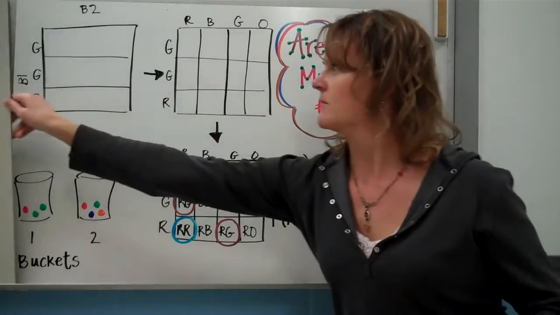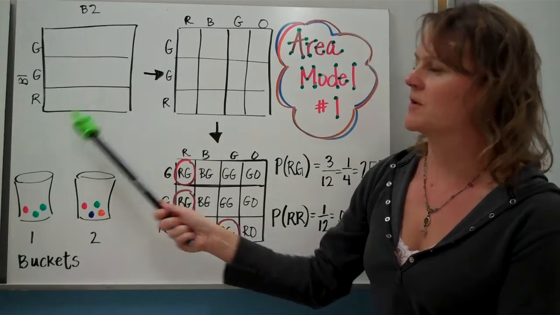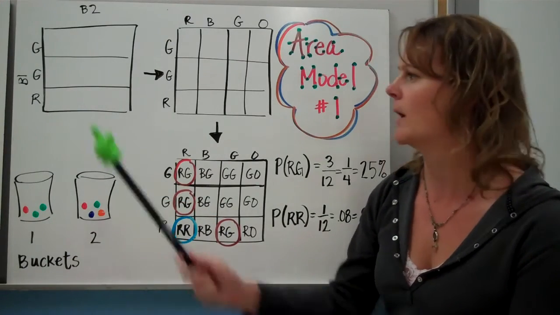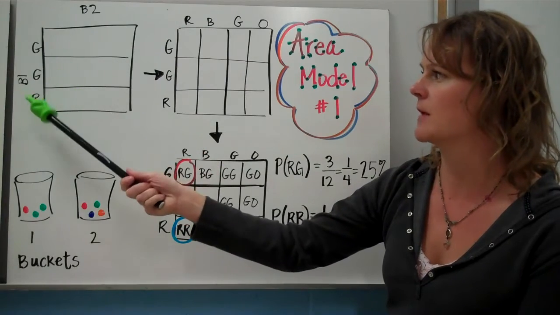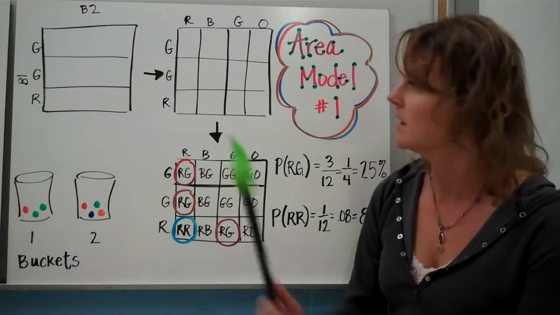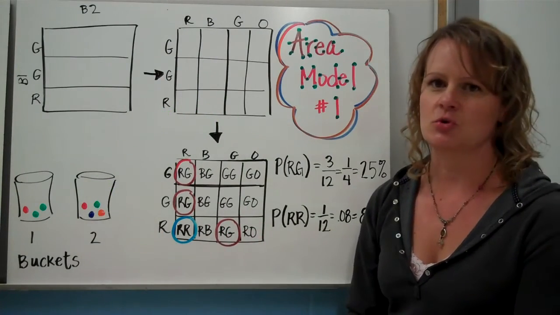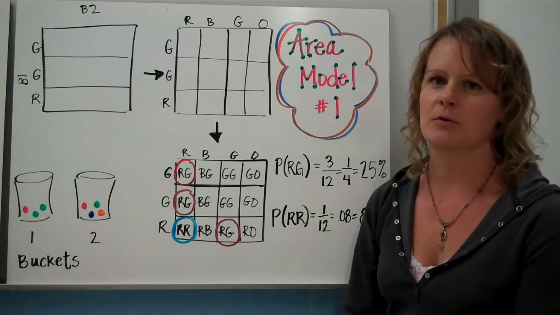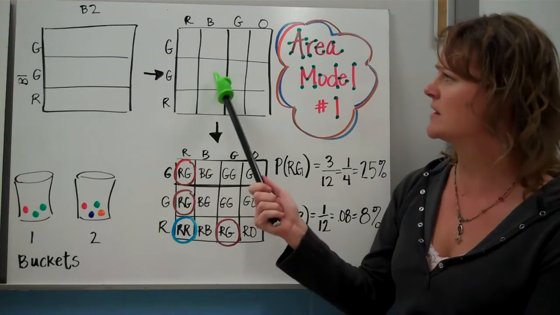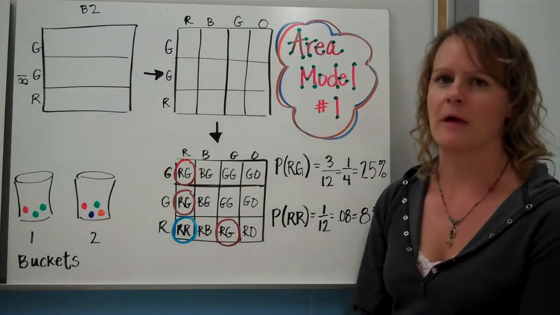What we're going to do next is split up our area model, like you see here, to represent our first draw from bucket number 1. Since there are 3 marbles in bucket number 1, I split the area model into thirds, and I labeled that red, green, green to represent the 3 marbles in bucket 1. I'm taking it one step further to represent the draw from bucket number 2, and since there are 4 marbles in bucket number 2, I'm now splitting the area model into fourths vertically. As you can see now, I'm going to have a total of 12 possible outcomes.